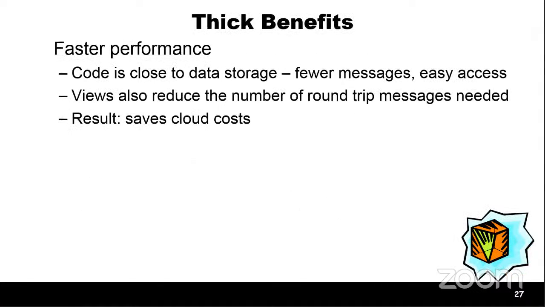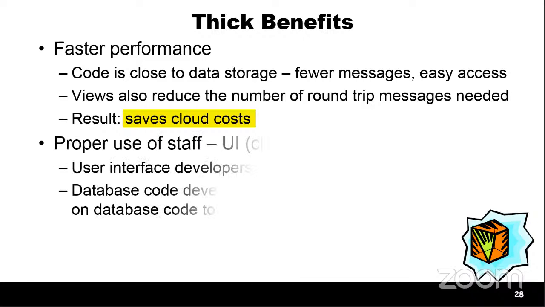Faster performance because there's fewer messages going back and forth. And if you use views, you're reducing the number of round trip messages and saving cloud costs. This is one you can convince your boss about because they're saving money. Anytime you save network traffic and compute time, you're saving cloud costs.